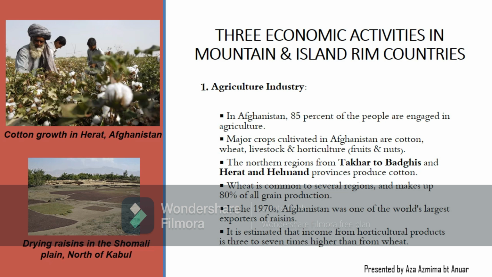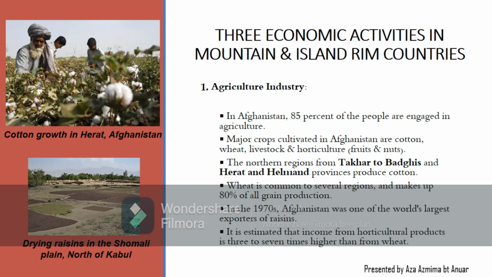Major crops cultivated in Afghanistan are cotton, wheat, livestock and horticulture, fruits and nuts. The North region from Takhar to Badakhshan and Herat and Helmand province produce cotton. Wheat is common to several regions and makes up 80% of all grain production.